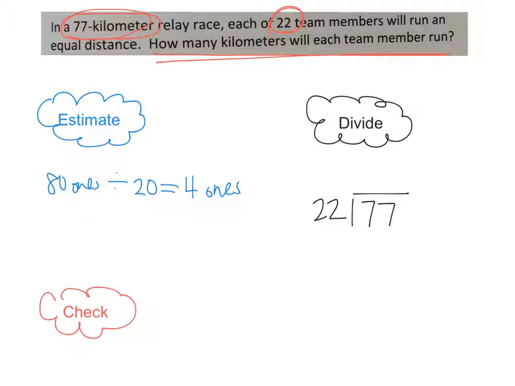What's 4 times 22? 88. Is that going to work for us? That's too big. So instead of 4, what should we try? 3. Okay. What's 3 times 22? 66. So what do we have left over?